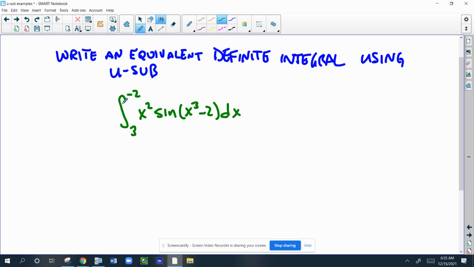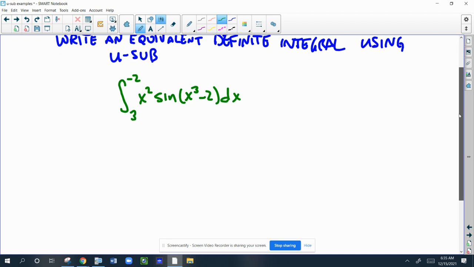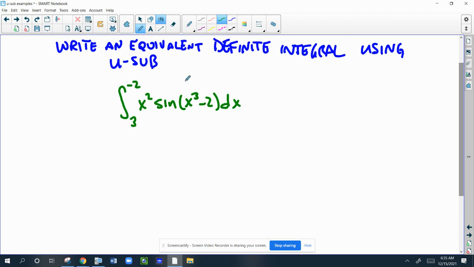These limits are in terms of x right now. So if we're going to do an equivalent integral, everything has to be changed into u, including the limits. So it's pretty simple. Your normal u substitution would be pretty obvious. u would be x cubed minus 2.